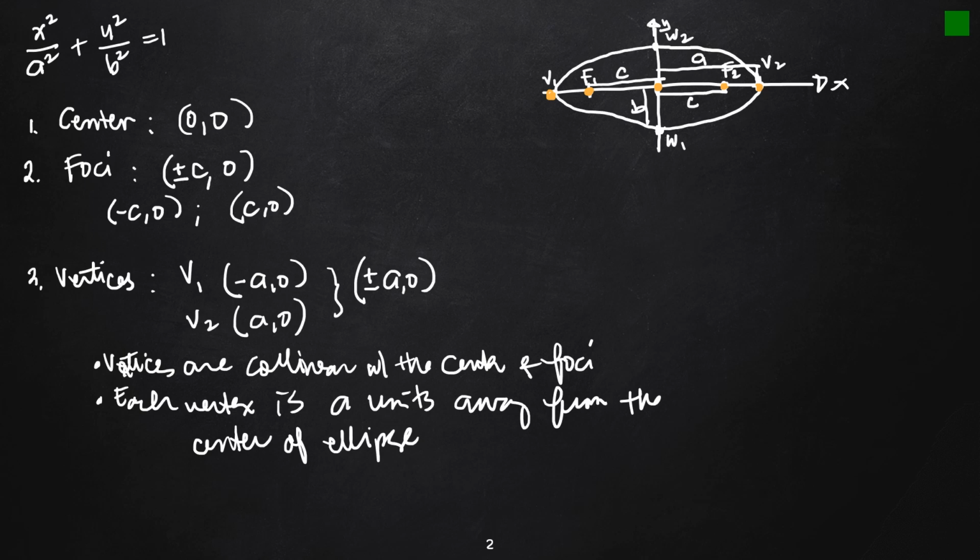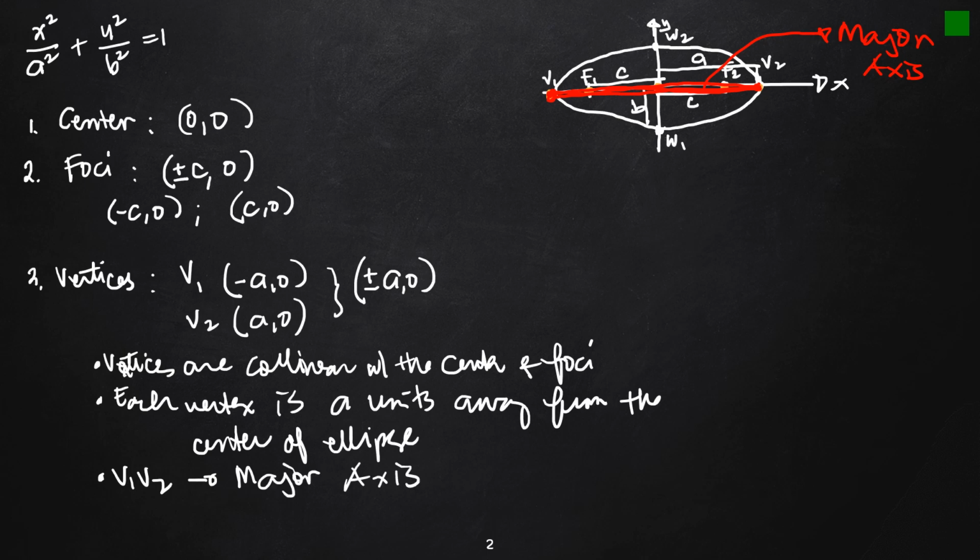This segment joined by V sub 1 and V sub 2 is actually called the major axis of the ellipse. Therefore, the major axis is joined by the two vertices of the ellipse. So, V sub 1 to V sub 2 is the major axis of the ellipse.